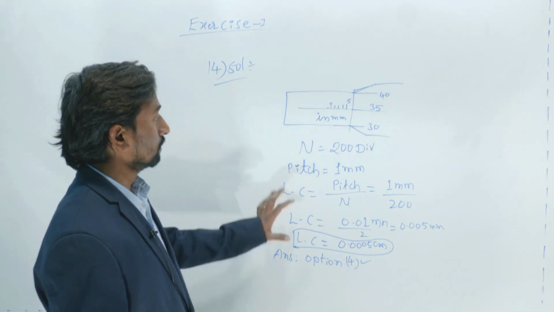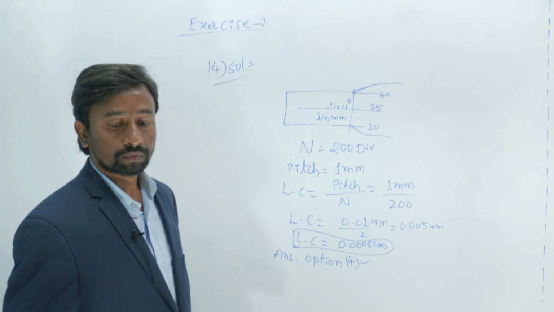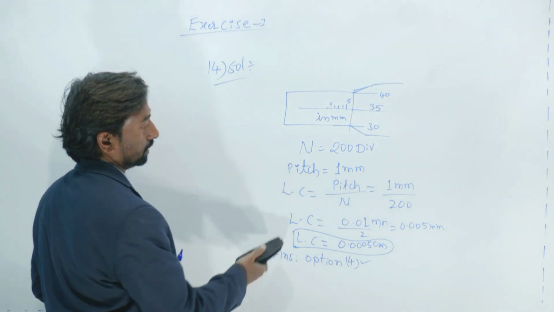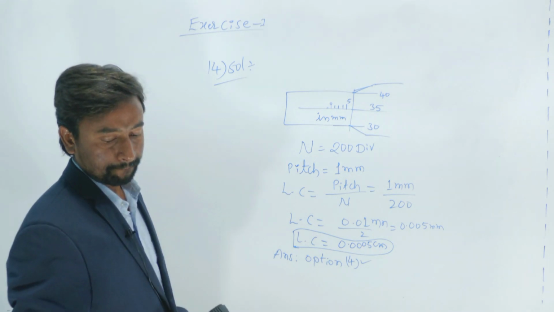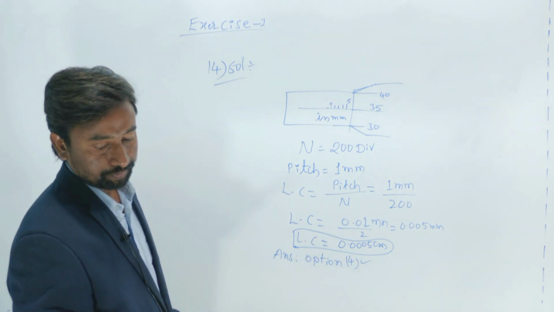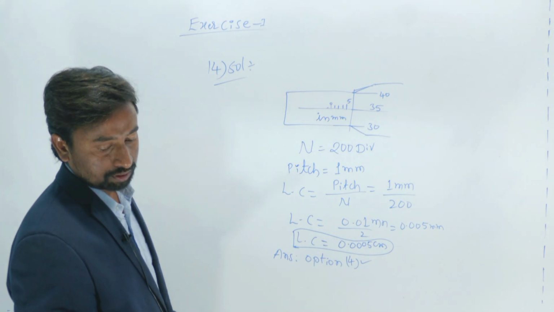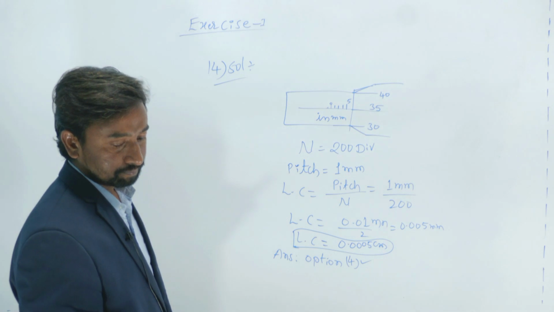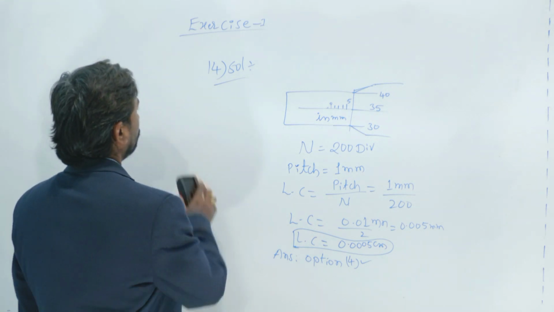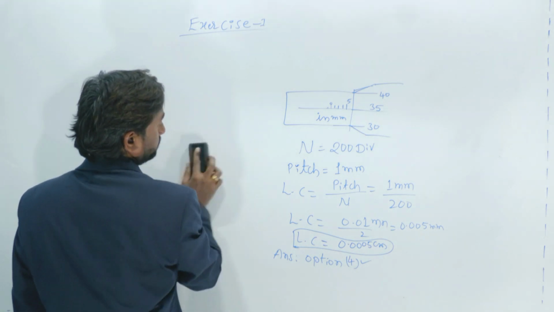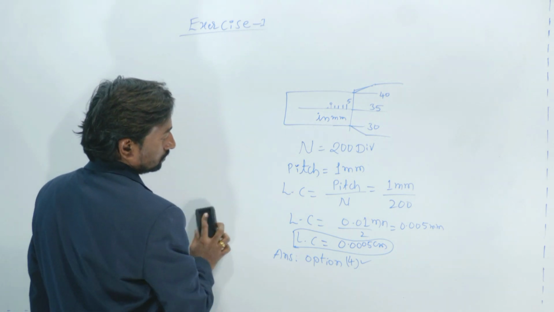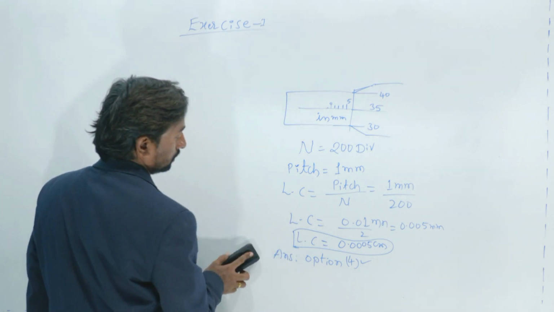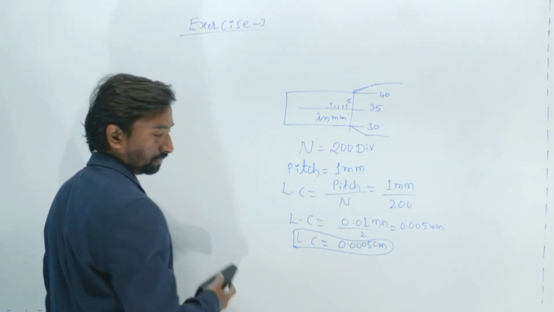The fifteenth one is also asking from this only. The 15th question is asking from there only. 15th, 16th, 17th, all are from this diagram only. Now the 15th one. So we got the least count of this one now, so we'll see the 15th one.